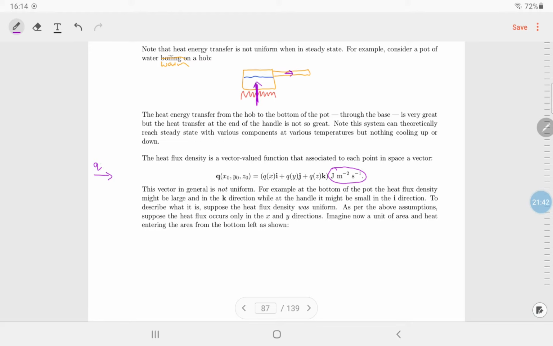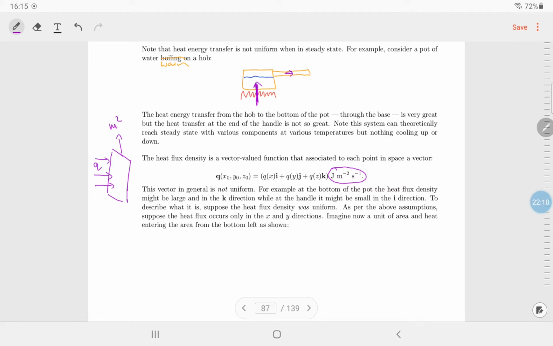But imagine that you did have a uniform field. So a really, really big field where there's just heat energy flowing. So what you can do is you could just capture a 1 meter square area, and you're going to have heat flowing through this. And how much flows through? This is 1 meter squared.